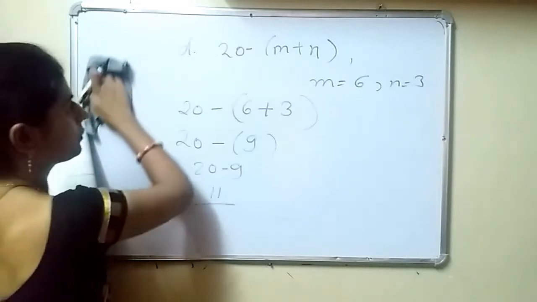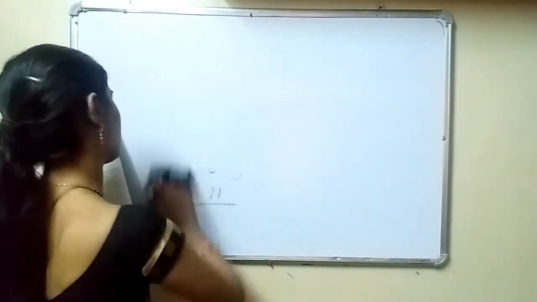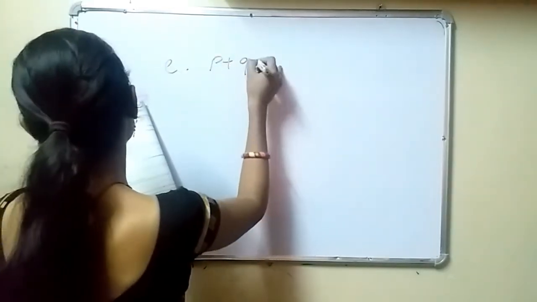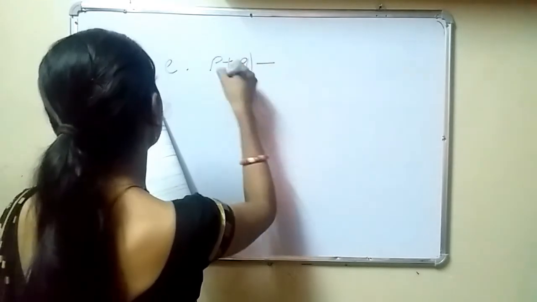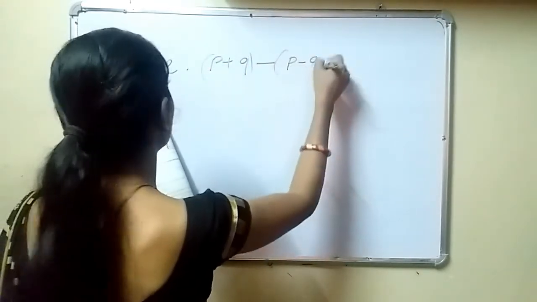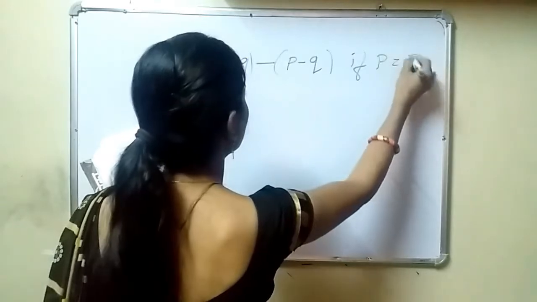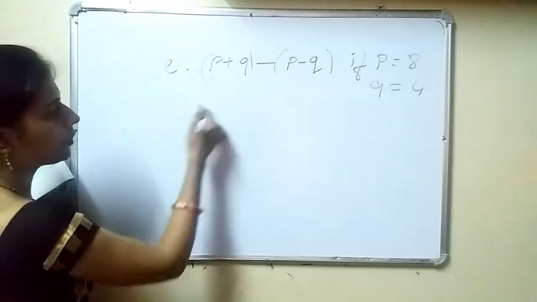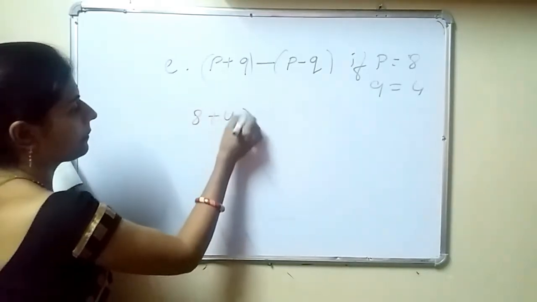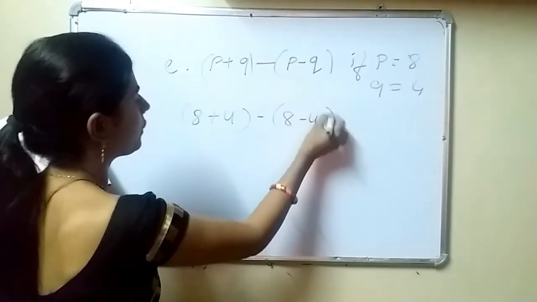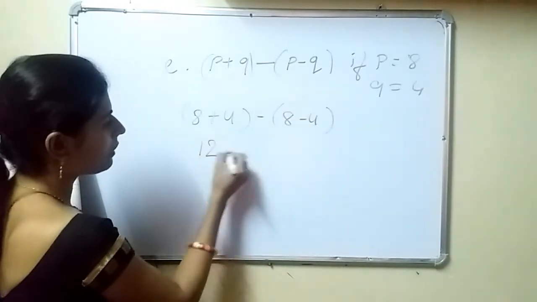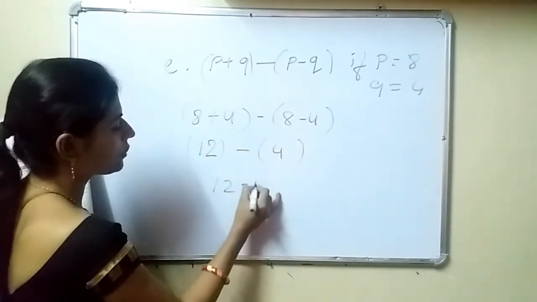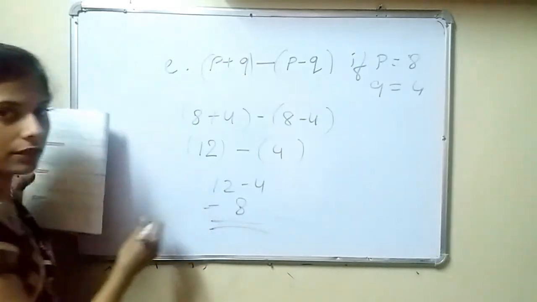Okay. Now see question number E. P plus Q minus P minus Q, if P is equal to 8 and Q is equal to 4. Now see, put the value of P and Q in both the expressions. 8 plus 4 and 8 minus 4. When you add, it will become 12, and the other will become your 4. So 12 minus 4 is 8. So your answer is 8.